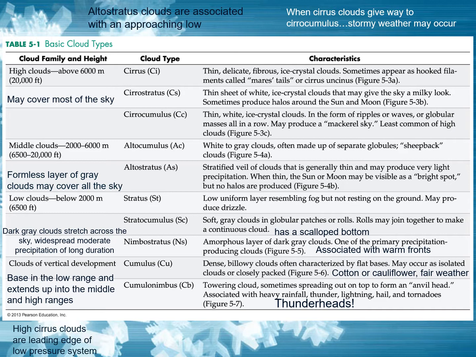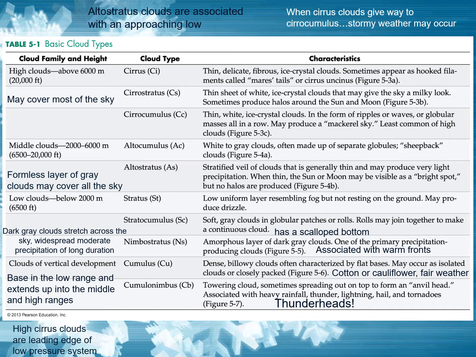Middle clouds, we'll kind of leave that alone. You can certainly read about them on your own if you want to. I will tell you there will be no questions on your first exam regarding the middle clouds. Low clouds are important. Stratus: a low, uniform layer. Remember, stratus means layered or stratified. Kind of resembling fog, but it's not on the ground surface. It's higher up and it may produce drizzle. Drizzle is the tiniest particles of rain, the kind where you don't really feel them hitting you, but you know they're there because your clothes are getting damp.